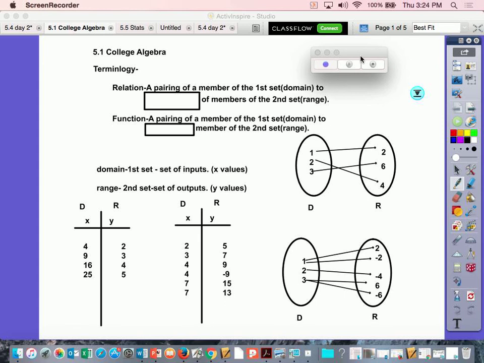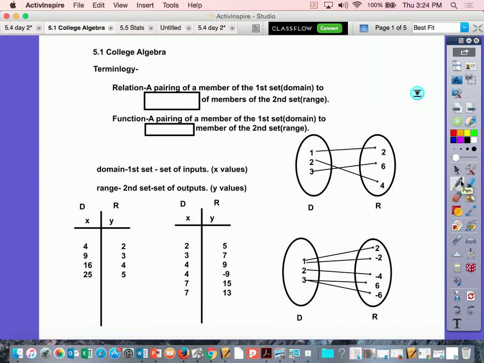Okay, so let's talk about functions a little bit. Some of these things, hopefully you've seen a little bit. It's going to be a little bit of review. There's going to be a little bit that will be different. I'll try to help you out through this.